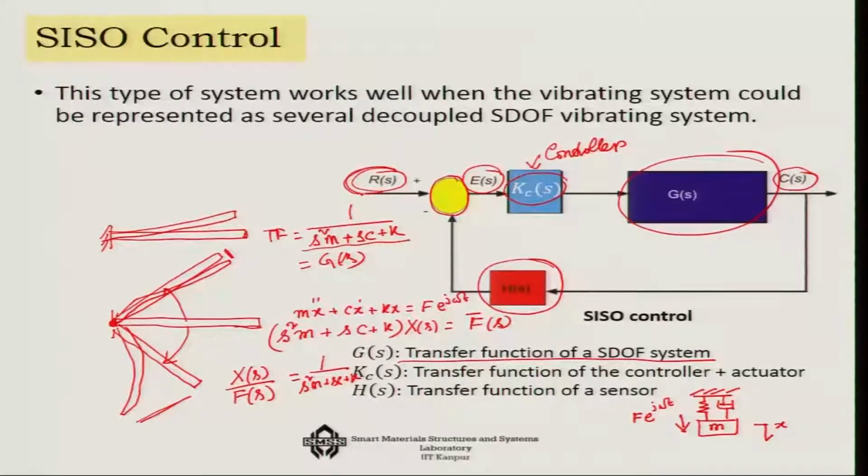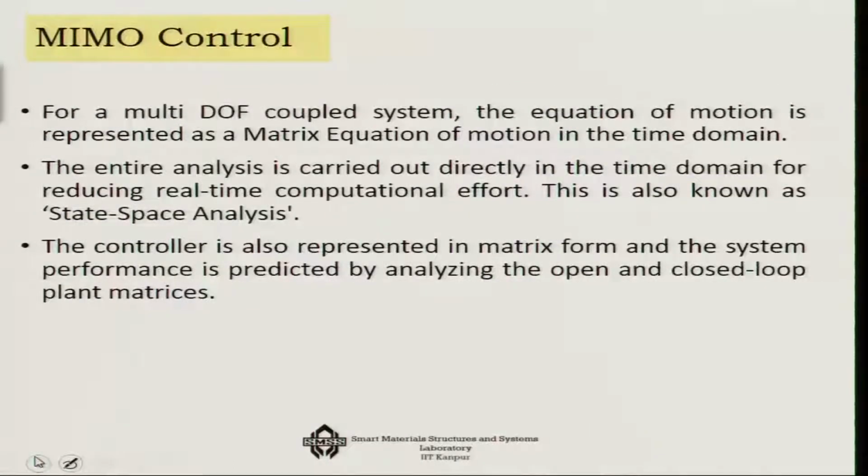If the reference signal is 0, we call it a regulator problem. That means you are just controlling the vibration and bringing it back to the neutral state. If it is non-zero, then it becomes something like a guidance problem, in which there is a reference signal, and the importance is that the vibration is to be rejected and the reference signal is to be followed. So, that is the SISO control of the system.